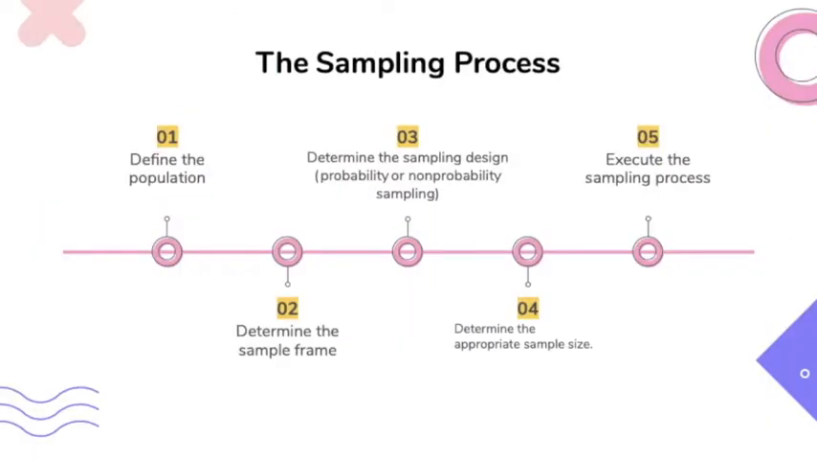The next is the sampling process. The sampling process consists of 5 stages. The first is defining the population. In order to choose a sample, we have to choose the right targeted population that suits our needs. The target population must be defined in terms of elements, geographical boundaries, and time.